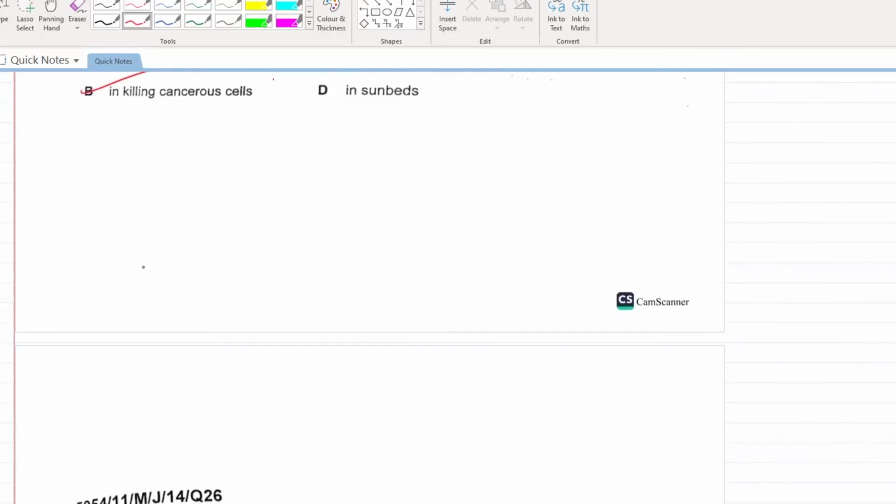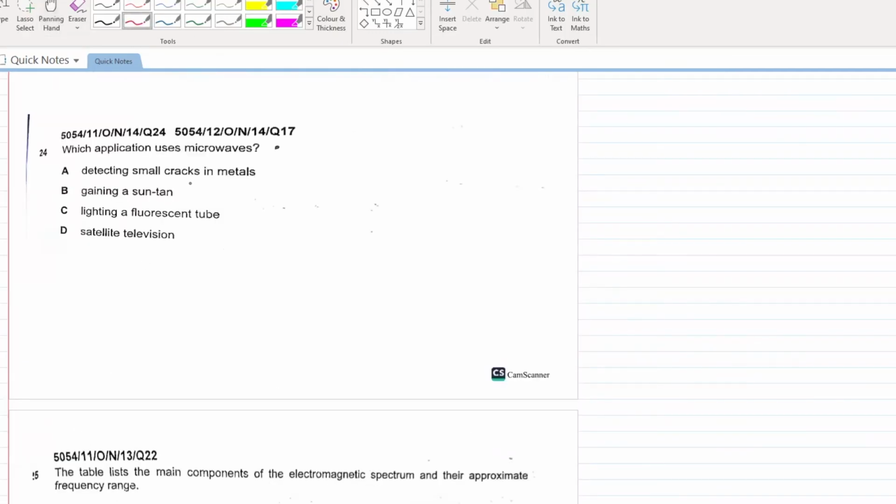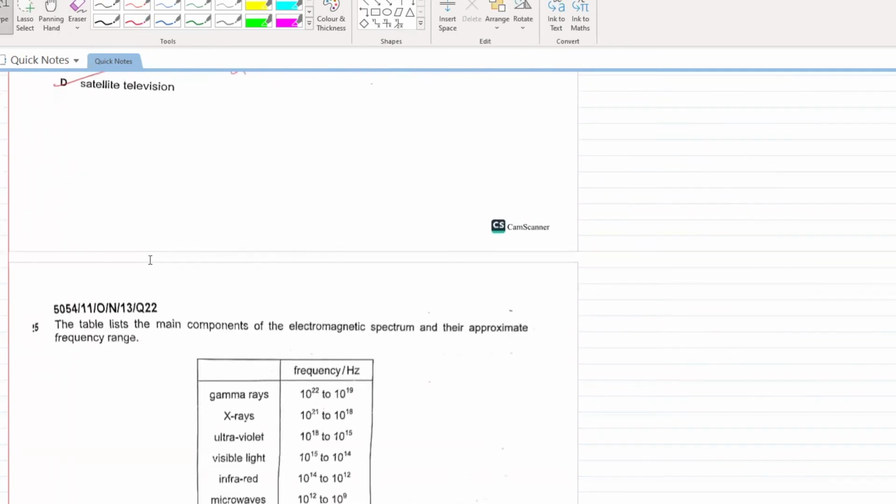Gamma rays are always used in killing. Which application uses microwaves? Detecting cracks in a metal? No. Gaining a suntan? No. Lighting? No. Television? Satellite? Yes.